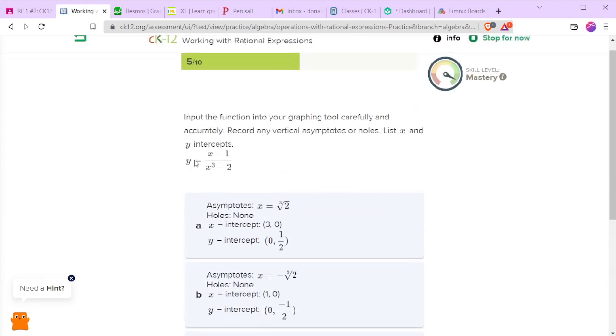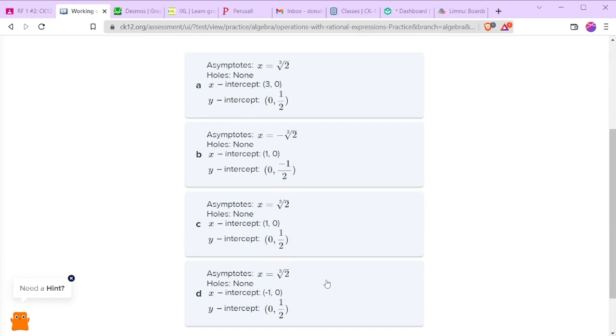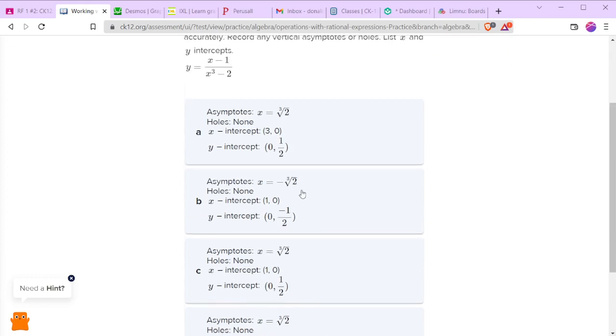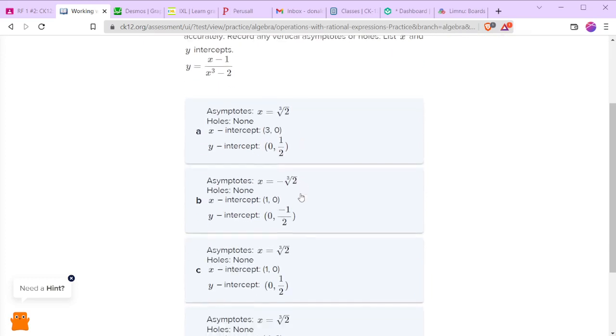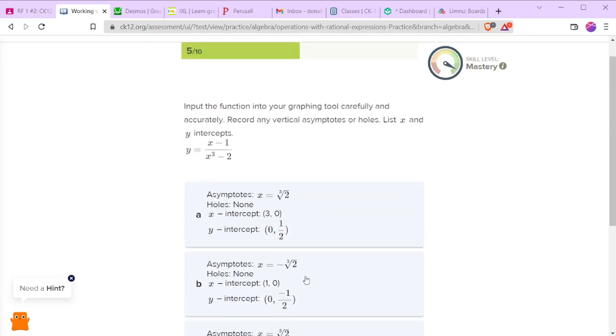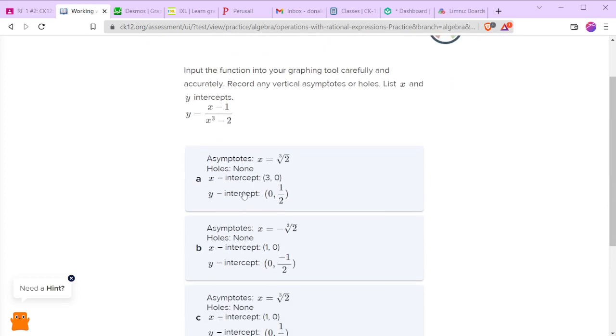So now we are looking for our asymptotes, our holes. So what we have here, the vertical asymptotes are going to be when our denominator is dividing by 0. So that will be the cube root of positive 2. So that eliminates option B. And we also have various x and y intercepts to check. So let's take a look at them.